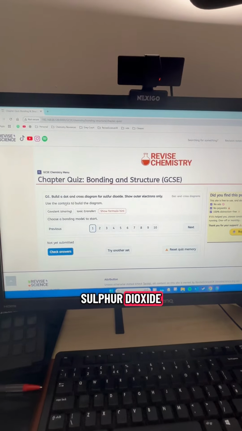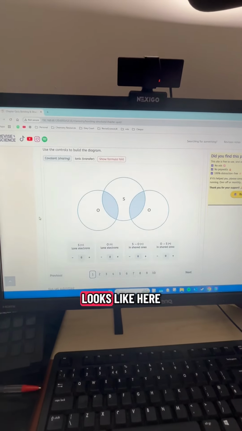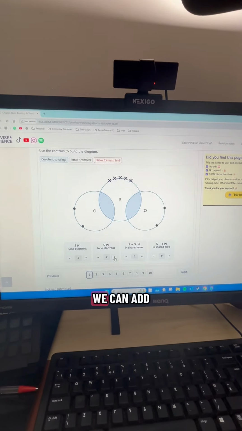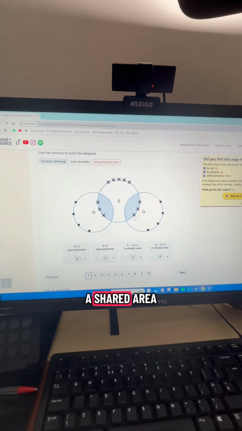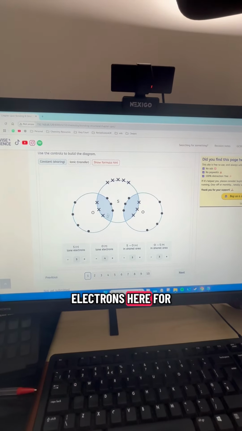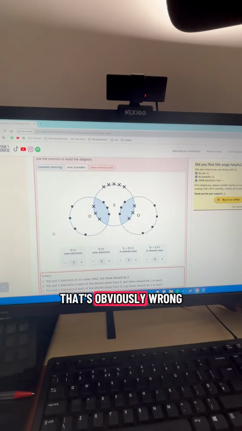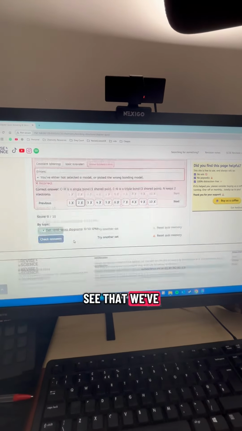And we've got sulfur dioxide, which, well, we know it's covalent, so this is what it looks like here. We can add in some lone electrons for sulfur. We can add lone electrons in for oxygen. We can add shared electrons here for sulfur and oxygen, and obviously we can check that. That's obviously wrong. So we then get told down here what our feedback is, and we can see that we've got a couple of options.